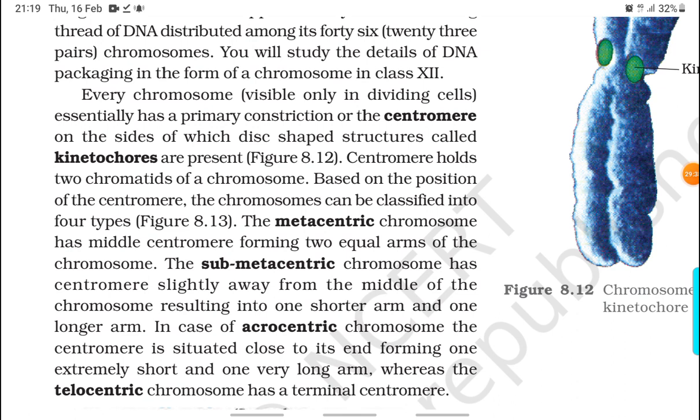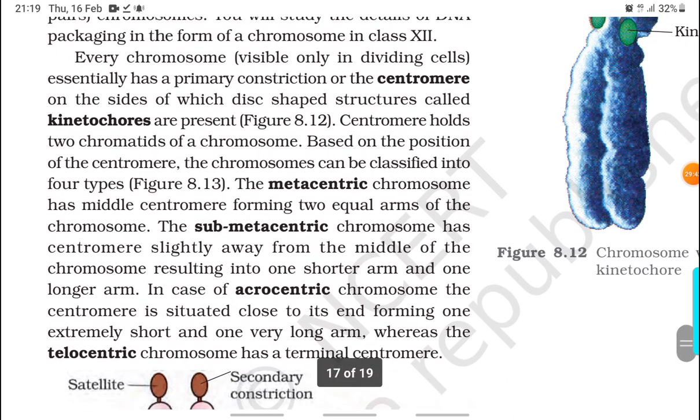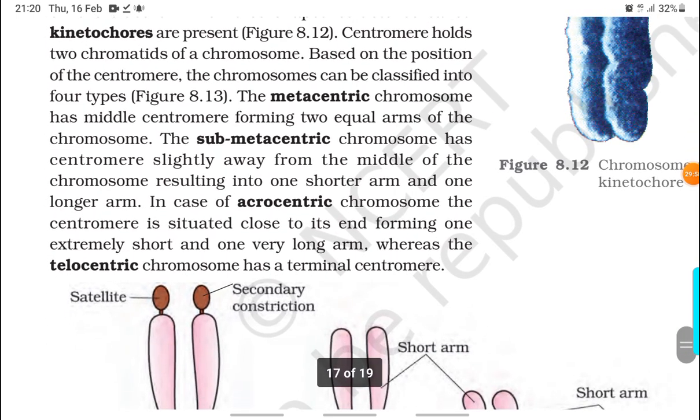The metacentric chromosome has a middle centromere forming two equal arms of the chromosome. The submetacentric chromosome has the centromere slightly away from the middle of the chromosome, resulting in one shorter and one longer arm. In case of the acrocentric chromosome, the centromere is situated close to its end, forming one extremely short and one very long arm, whereas the telocentric chromosome has a terminal centromere.